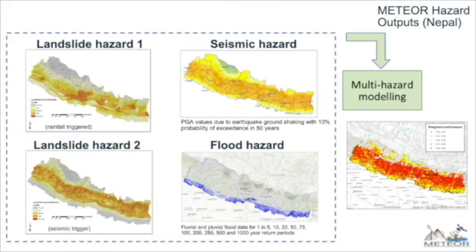In the previous presentations, we have seen how the single hazard footprints and exposure data has been created for the Meteor project. In this presentation, I will be describing how we have taken these separate hazard and exposure inputs and created a model that can aggregate them to give us a national multi-hazard map. In Nepal, the single hazards addressed in the Meteor project were landslide, seismic, and flood.